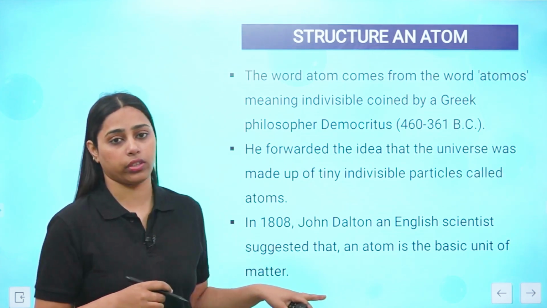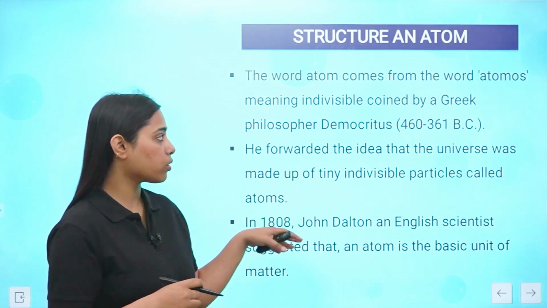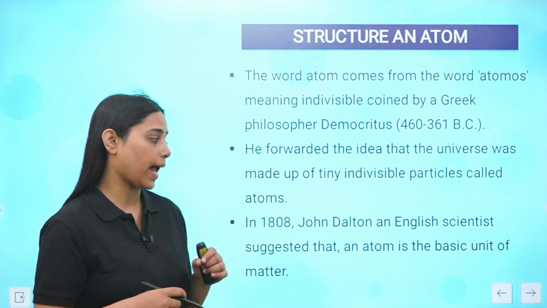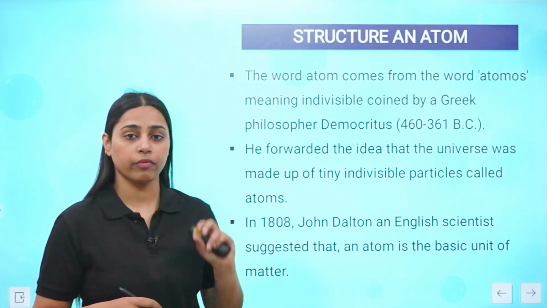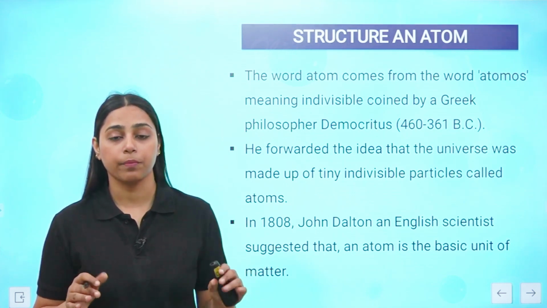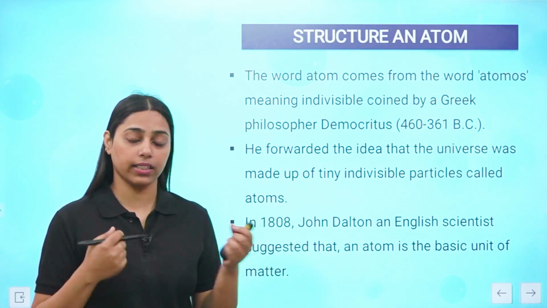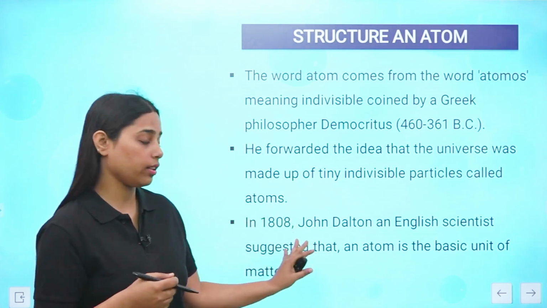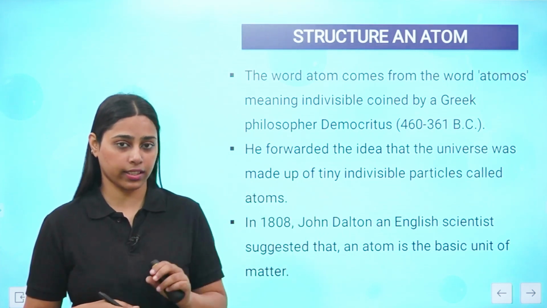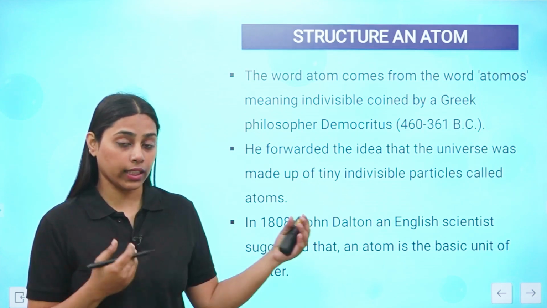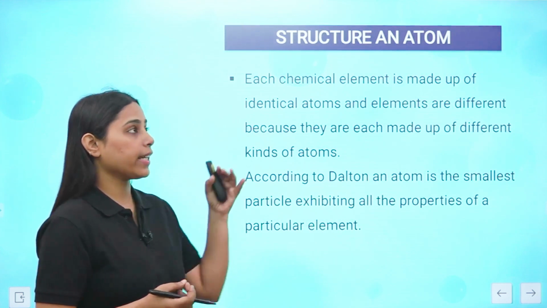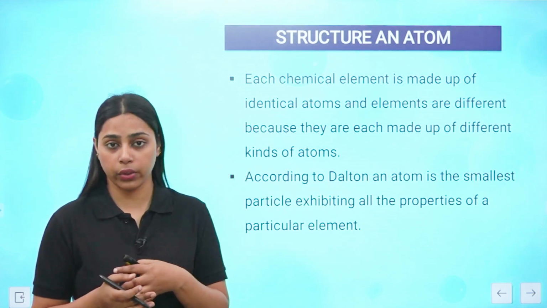Then in the 18th century, John Dalton came and he put forward the same idea, and he was an English scientist. He suggested an atom is the basic unit of matter. We know in today's era that matter is something which occupies space and has mass. Matter is made up of these tiny particles, atoms. This was said till the 18th century by John Dalton, and he laid the foundation for the discussion of what matter is made up of. Further, he also gave laws or different postulates from his theory, Dalton's theory.